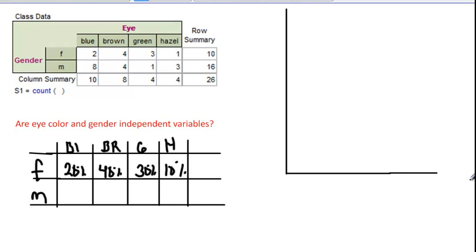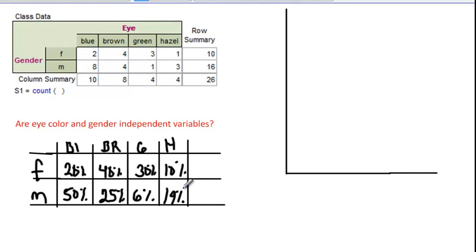So we can see that 8 out of 16 males have blue eyes, so we have 50%. 4 out of 16 have brown eyes, 25%. 1 out of 16 have green, so rounding here, around 6%. And 3 out of 16 have hazel, so that gives us approximately 19%.